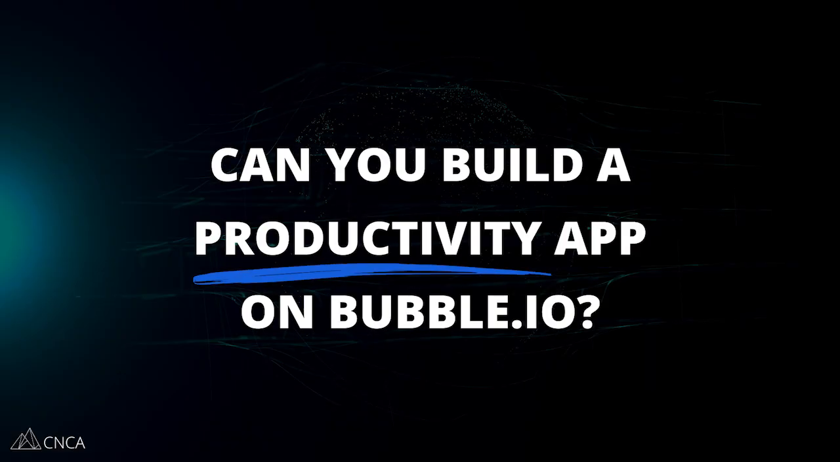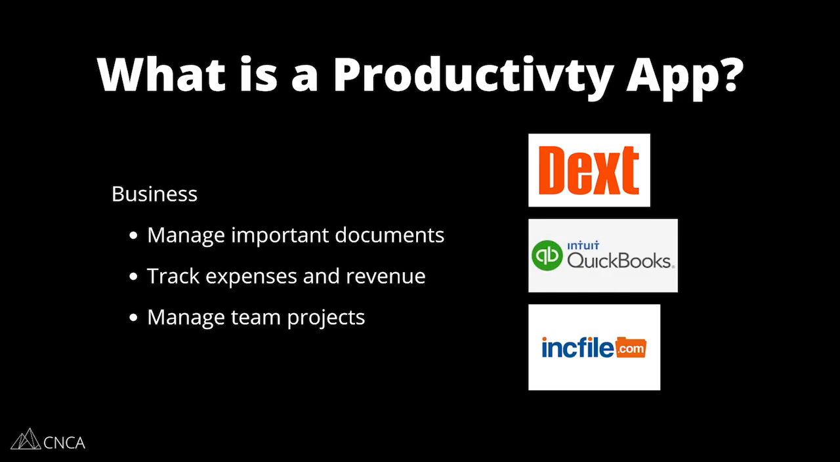To begin, let's understand what a productivity app entails and explore some common and niche examples. These apps allow you to efficiently organize various types of content, such as text, images, and documents, while also facilitating collaboration among teams. In a business setting, they can help you manage important documents, track transactions, and manage teams as well. Some examples of these apps include Dext, QuickBooks, and InkFile.